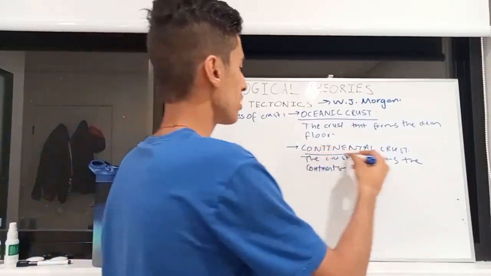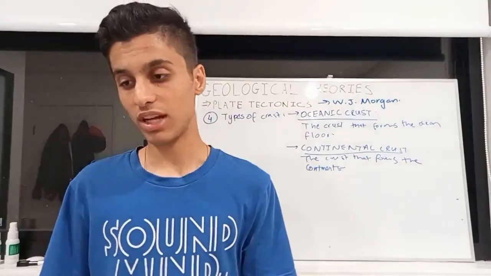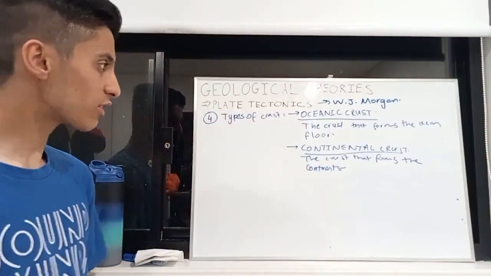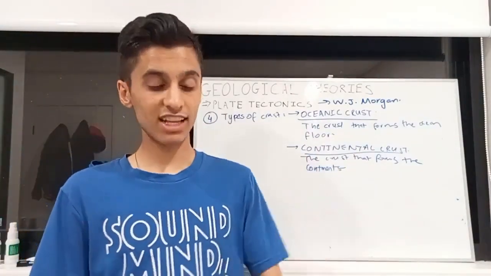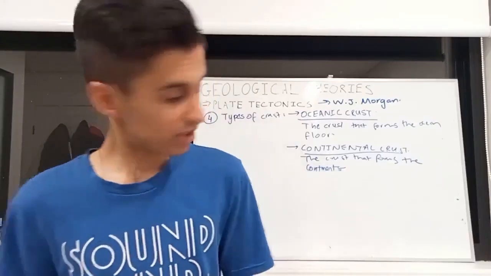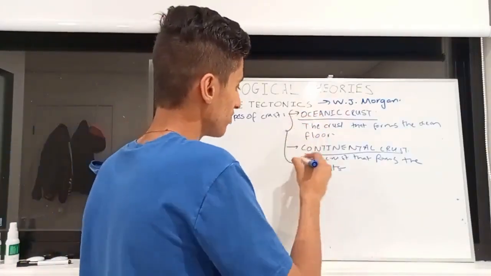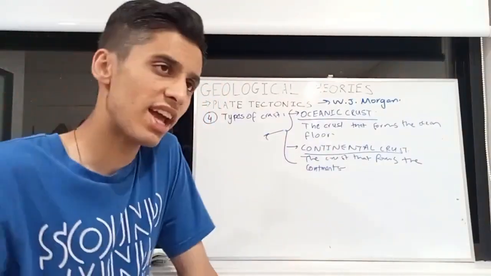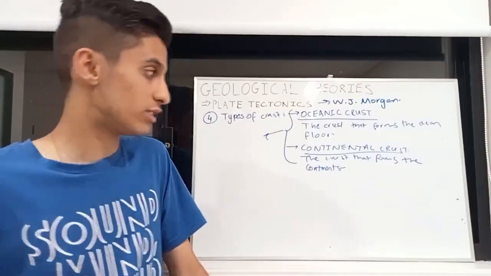Because apart from the fact that one is underwater and one is above the water, oceanic crust is darker, thinner, and denser, as it has less silicon and heavier elements such as iron and magnesium. So if you're asked about a key differentiating factor between oceanic and continental crust, you can say that oceanic crust is much darker, thinner, and denser than continental crust.